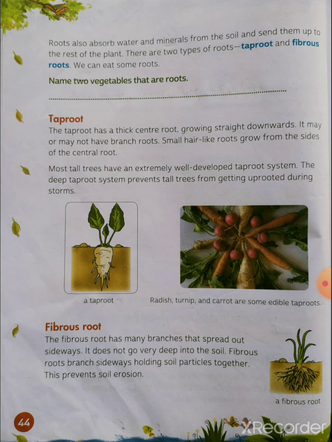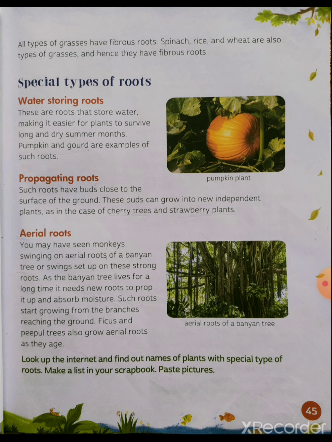Now the fibrous root. Fibrous roots have many branches that spread out in the soil. They do not have a single thick central root like the taproots. Fibrous roots do not grow deep into the soil, but they branch sideways and hold the soil tightly. Example, all types of grasses, spinach, rice, wheat are examples of fibrous roots. Now let's come to page number 45, where we will learn about special types of roots.